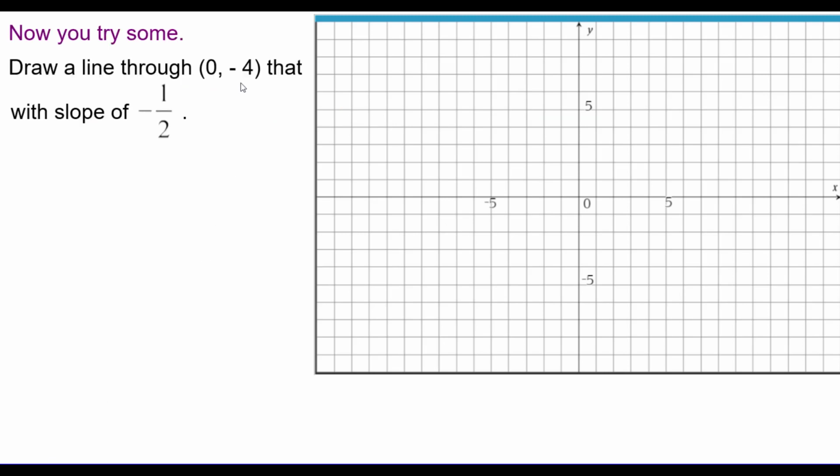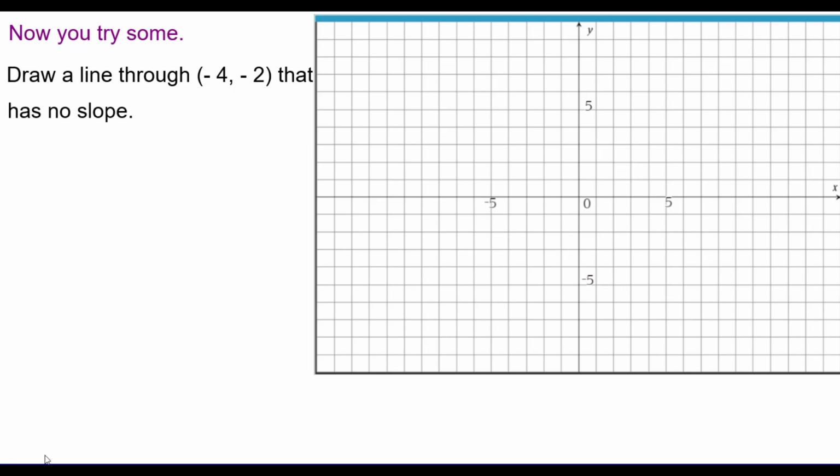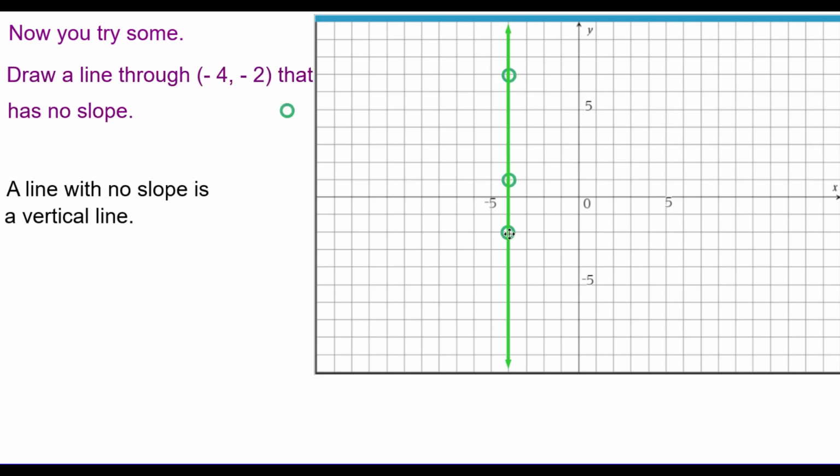And how about a line through 0, -4 that has a slope of -1/2? Pause as needed. Resume when you're ready. So 0, -4 is right here on the y-axis. We'll go down 1, right 2, down 1, right 2, or up 1, left 2, up 1, left 2. Draw a line through -4, -2 that has no slope. Press pause as needed. Resume when you're ready. So here's -4, -2. A line with no slope is a vertical line, and that's pretty much it.